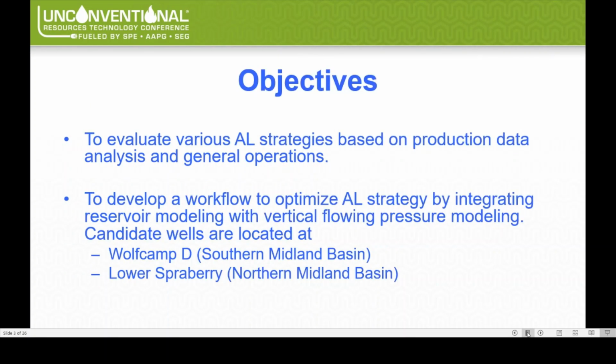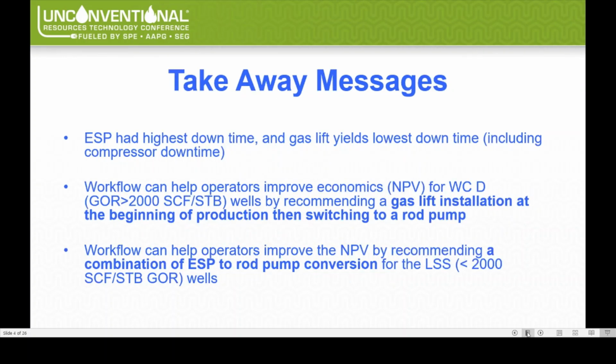The objective of the study was to evaluate various artificial lift strategies based on production data and general operations. I wanted to develop a workflow to optimize artificial lift strategy by integrating reservoir modeling with vertical flowing pressure modeling. Candidate wells were located in the Wolfcamp D in the southern Midland Basin and the lower Sprayberry in the northern Midland Basin. Some of the takeaways from this presentation are that the ESP had the highest downtime and gas lift had the lowest downtime, and that includes the compressor downtime.